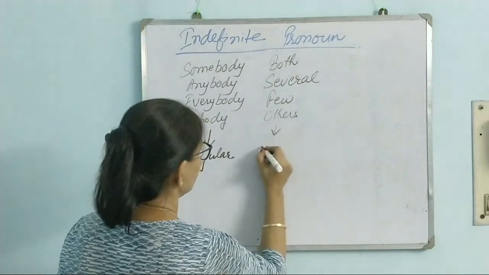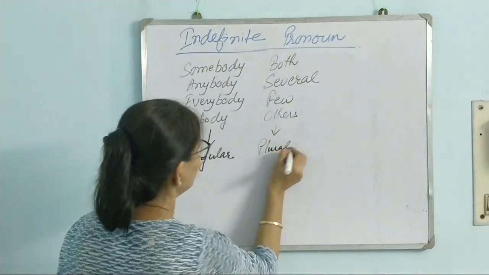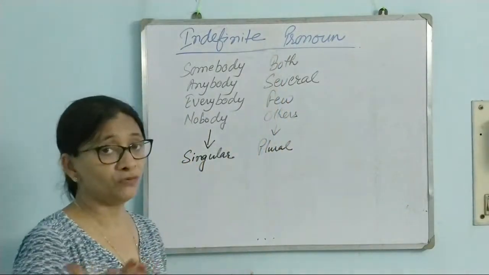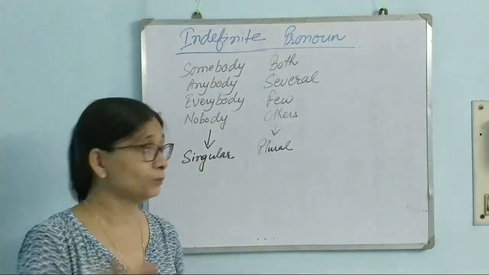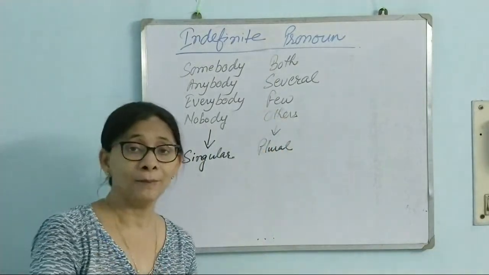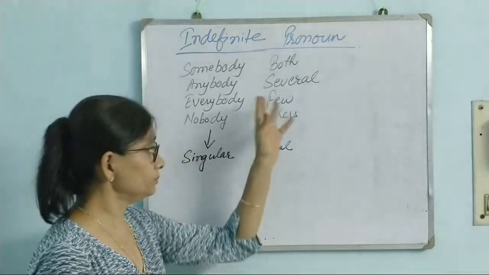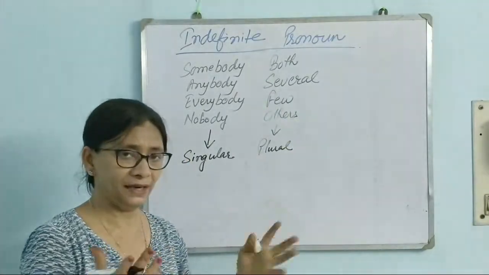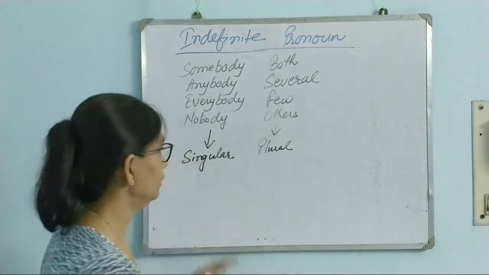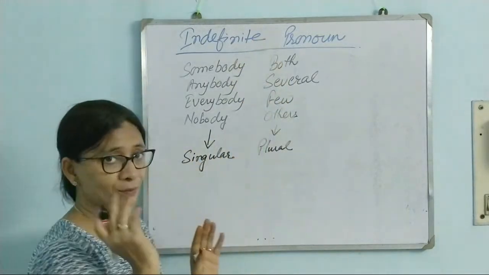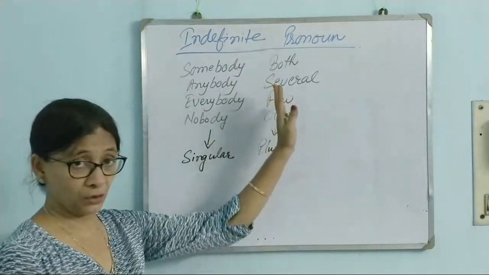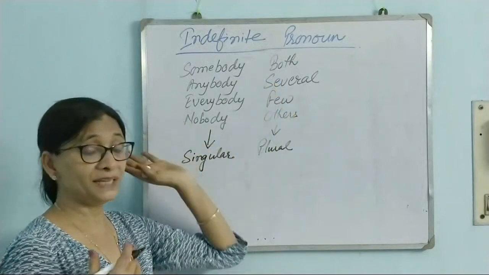These are plural. Both of you were present, both of you, more than one, so it becomes plural. Several: there were several men in the party. Few: there were very few guests at the party. So these words always symbolize plural number, and they are pronouns. These are also pronouns, but they are singular.